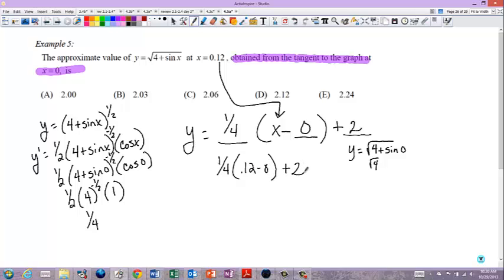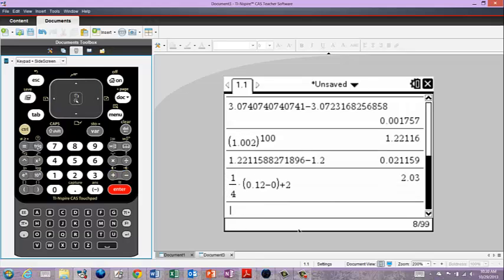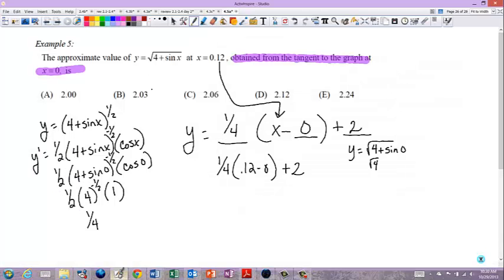Decimals, fractions, can't do it. 1/4, it's way too much for me right now. 0.12 minus 0 plus 2 is 2.03. So that ends up being B.